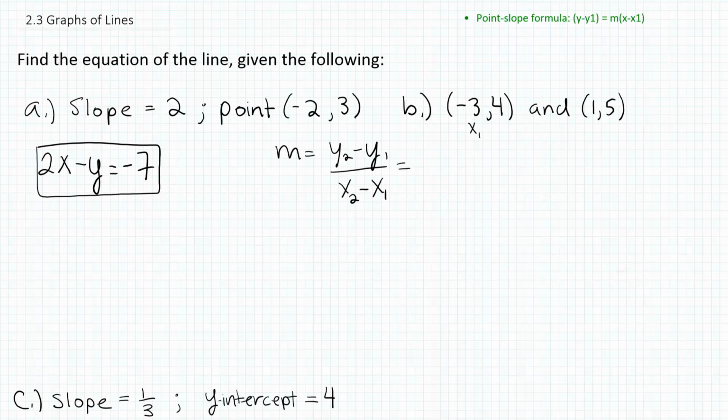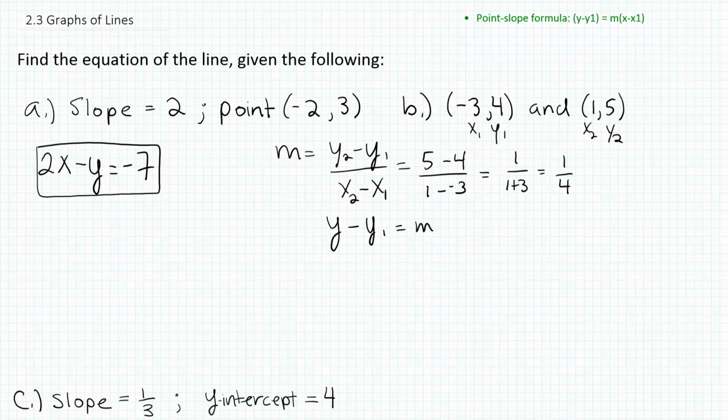In other words, the difference between the y's divided by the difference between the x's. Okay, so if this is x1, y1, and this is x2, y2, then the formula will become 5 minus 4 over 1 minus a negative 3. So that'll give you 1, and then 1 plus 3, which of course gives you 1/4. So that's your slope, 1/4. So with the slope of 1/4, we can then use that in the point-slope formula. So we'll have y minus y sub 1 is equal to m times x minus x sub 1.